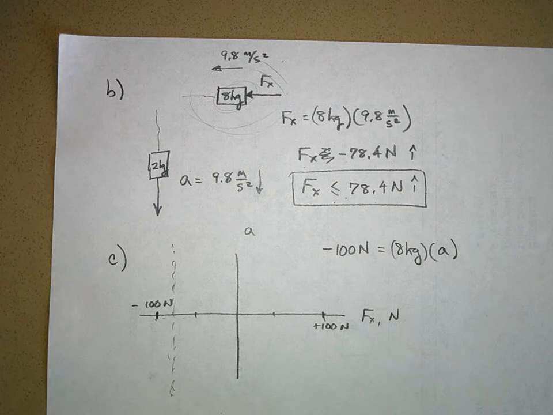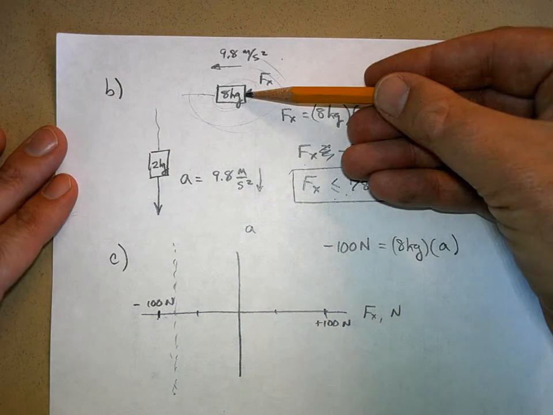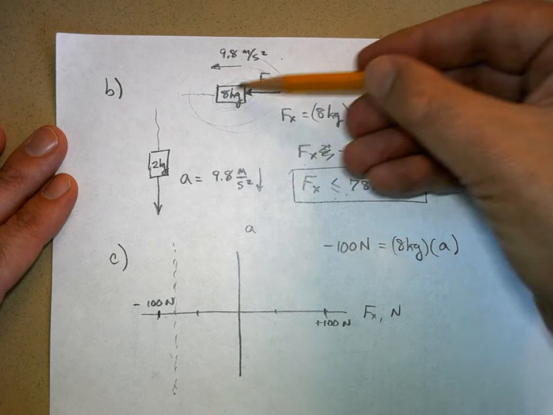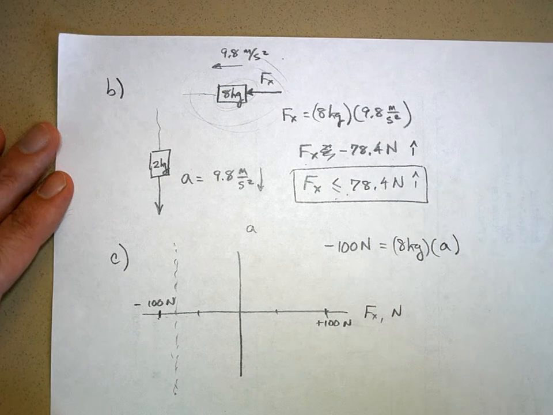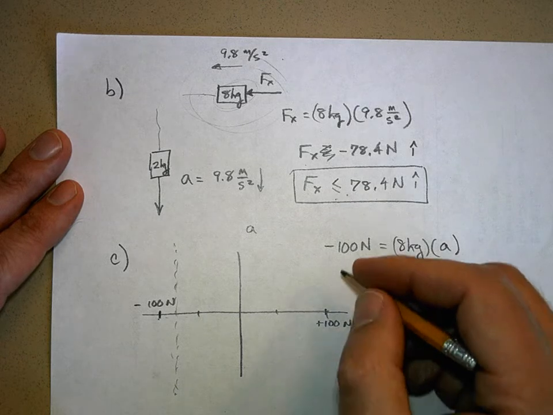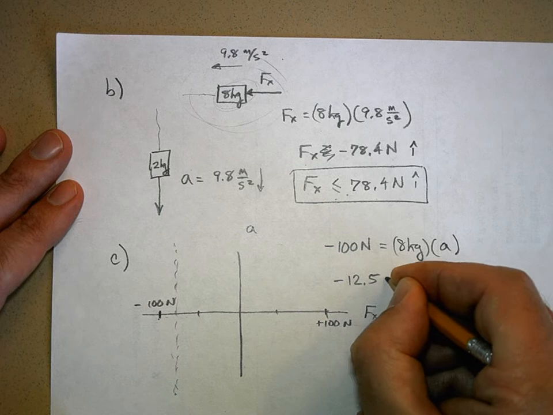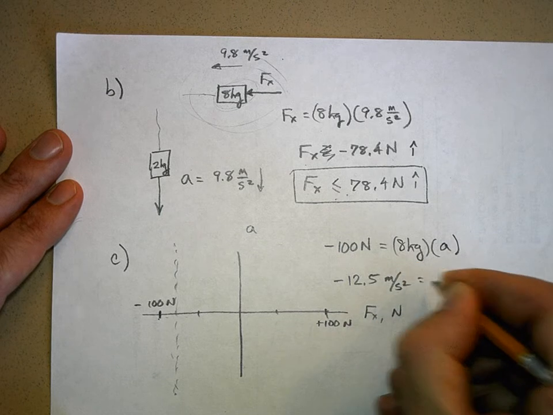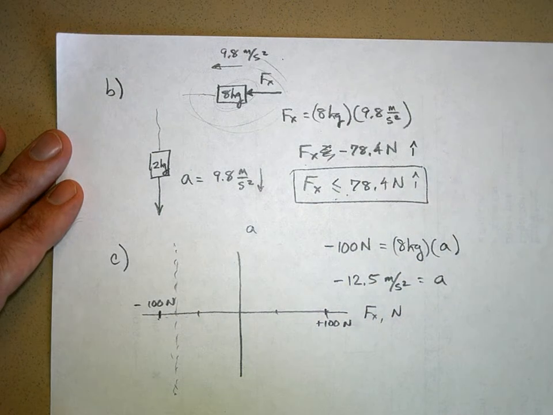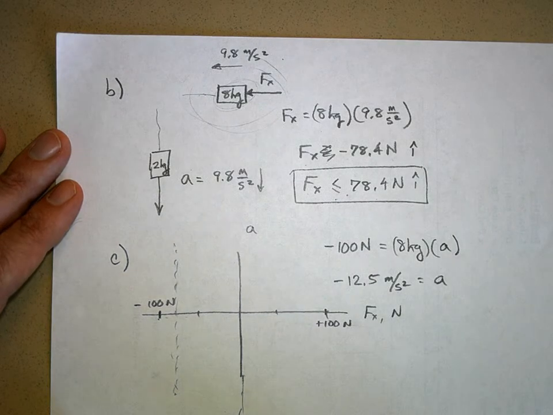So if you push on this with negative 100 newtons, there's no tension in here, and so your maximum acceleration is going to be negative 12.5 meters per second squared. That's what A is equal to. And that'll be the greatest acceleration to the left you're going to get.